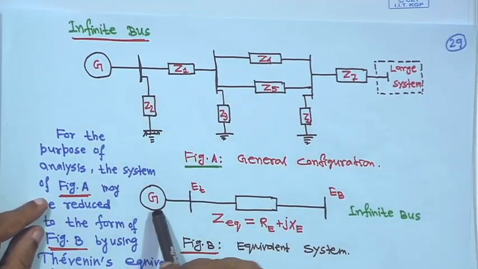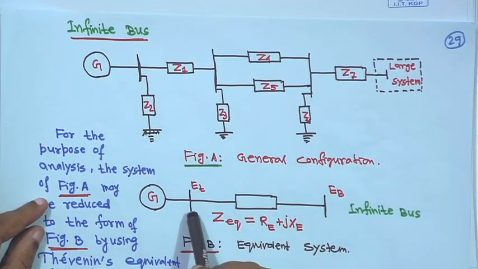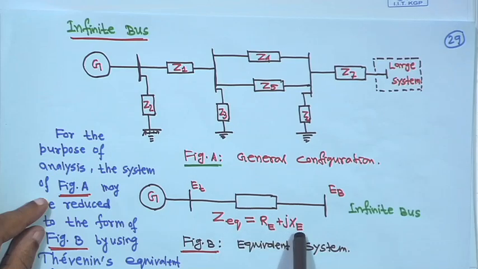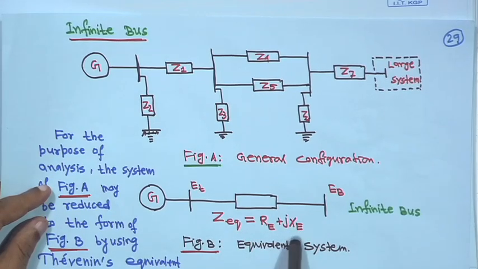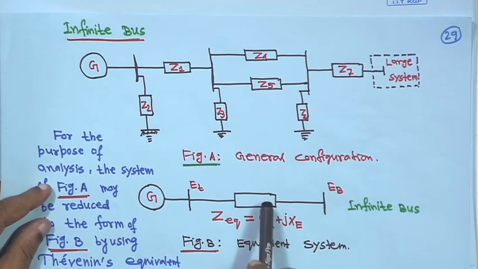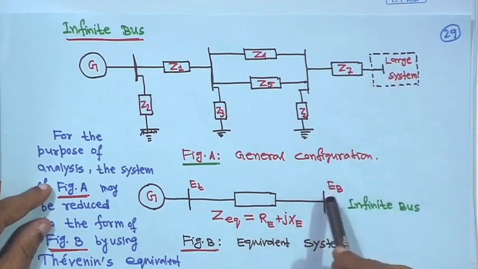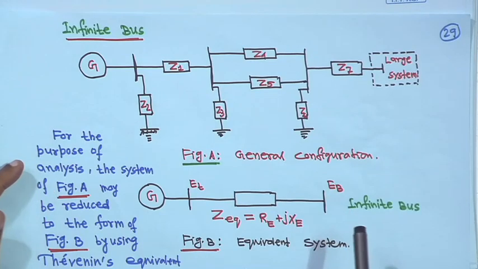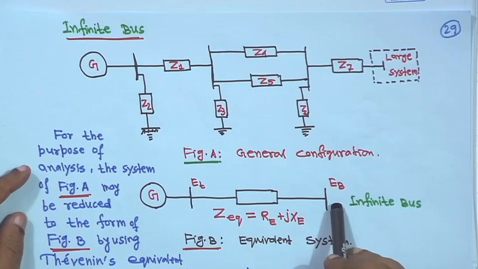So, this is the generator, this is the terminal voltage Et, and this is Zq equal to Re plus jXe. This is the Thevenin equivalent we have made, and this large system has been represented by a bus, given as Eb, capital E suffix b, and this is what we call the infinite bus.